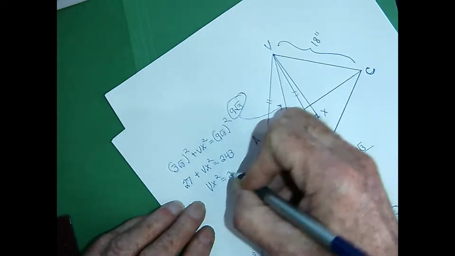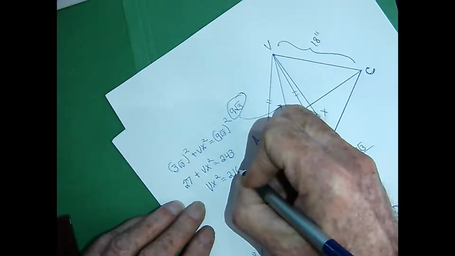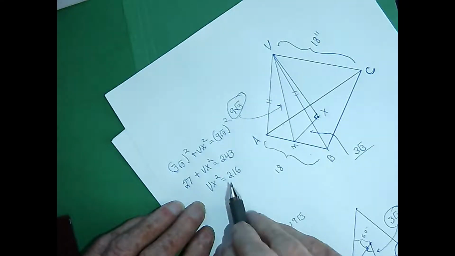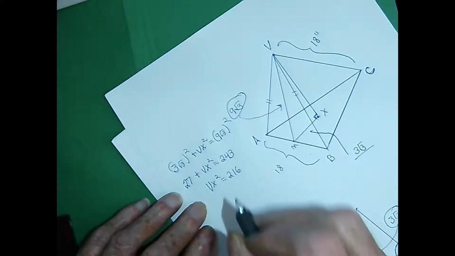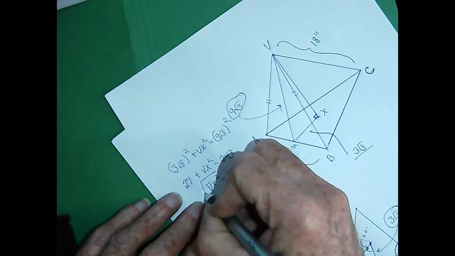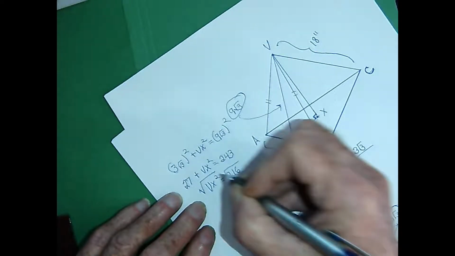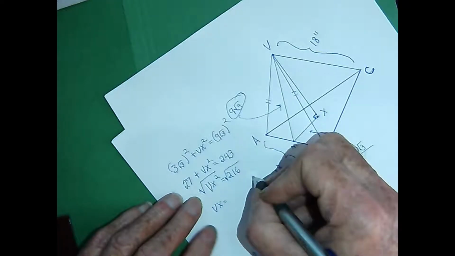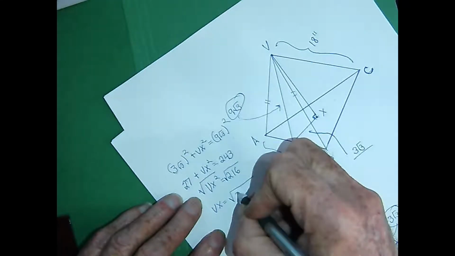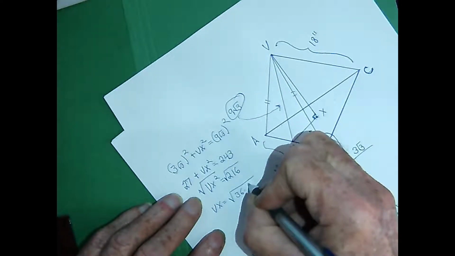Oh, 216. That's a beautiful number. That's 6 to the 3rd power. But amongst other things, let's take the square root of both sides. The square root of Vx squared is just going to be Vx. Now, what do we know about this 216? I think 36 goes into it. I think it's 36 times 6.